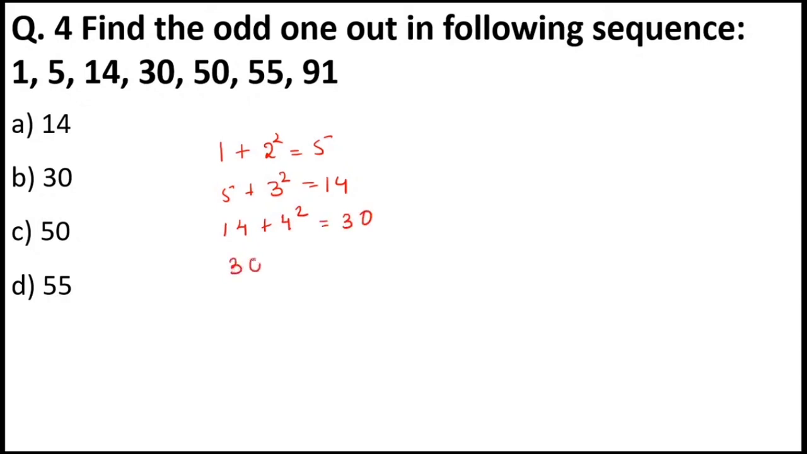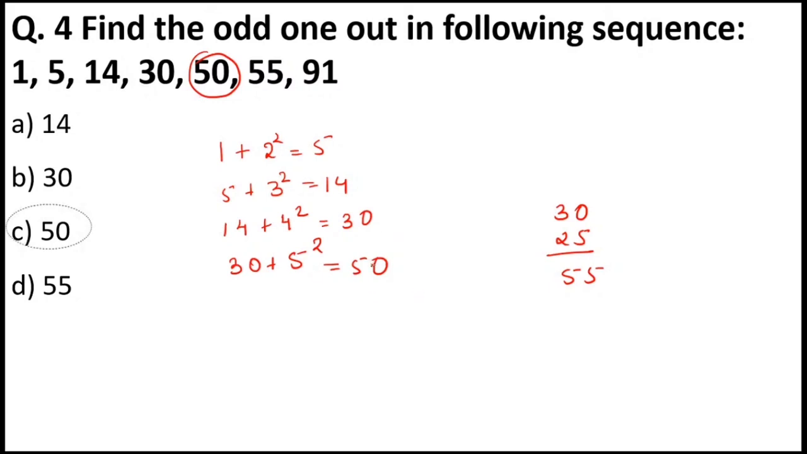Then again in 30, we have to add the square of 5. So what is the square of 5? It's 25. So 30 plus 25, it's 55. So we'll get 55. So what do you see? Here the series is going wrong. After 30, 55 should come. But what we are getting? We are getting 50. So the odd number is option C, which is 50.